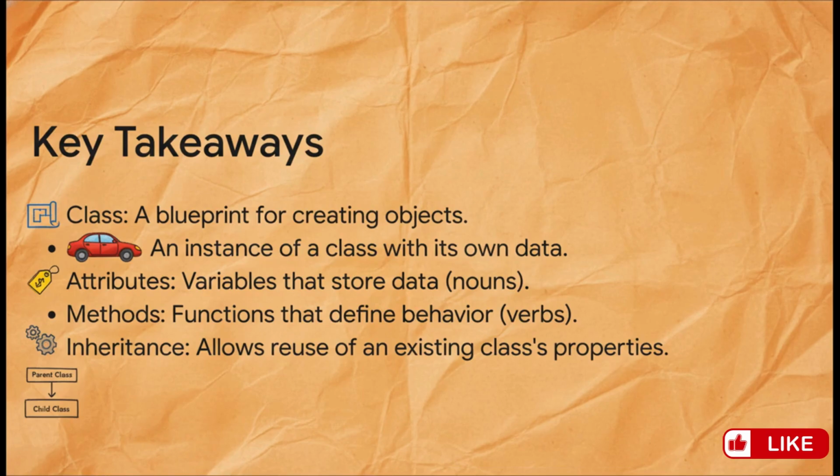All right, we have covered a ton of ground, so let's do a quick recap to lock in these key ideas. A class is the blueprint. An object is the real thing you create from that blueprint. Attributes are the variables an object holds, the nouns. Methods are the actions it can perform, the verbs. And finally, inheritance lets you build new, specialized classes on top of existing ones, which is the cornerstone of writing clean, reusable, and scalable code.